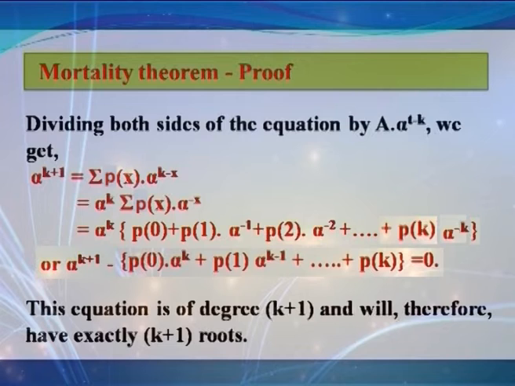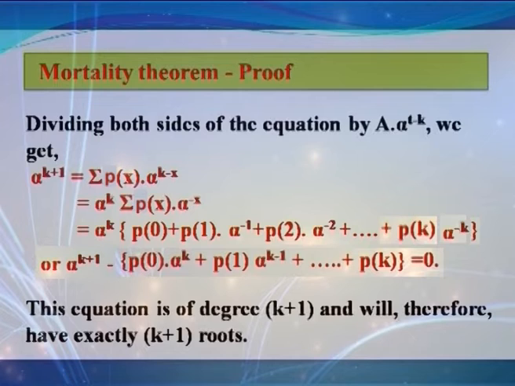Dividing both sides of the equation by a alpha^(t-k), we get alpha^(k+1) equals summation p(x) alpha^(k-x), which equals alpha^k summation p(x) alpha^(-x), which equals alpha^k [p(0) plus p(1) alpha^(-1) plus p(2) alpha^(-2) plus up to plus p(k) alpha^(-k)], or alpha^(k+1) minus p(0) alpha^k plus p(1) alpha^(k-1) plus up to plus p(k) is equal to 0.